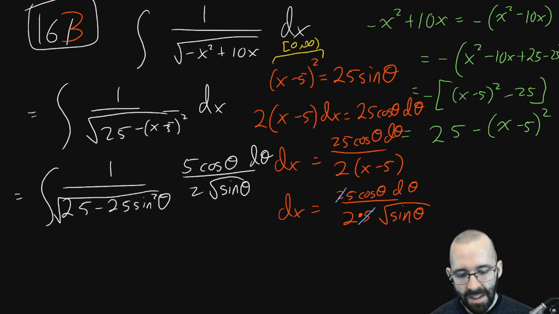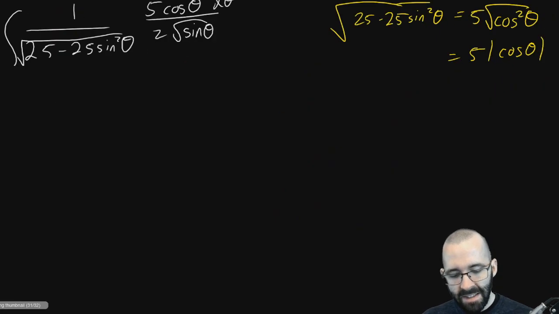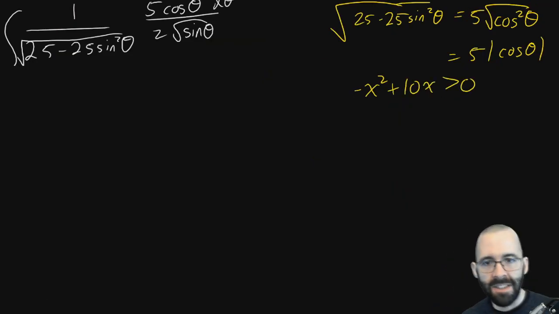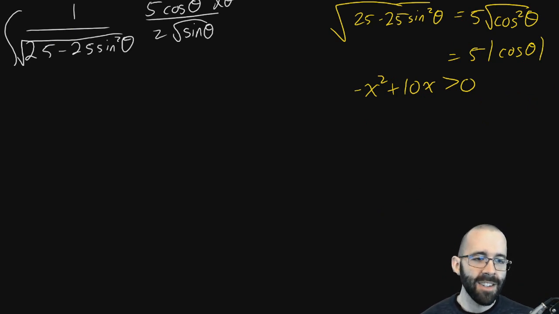Oh, no. That's not true. We have to look at maybe the radicand. This guy over here. What is x? We need negative x squared plus 10x to be strictly positive. If it's 0, we divide by 0. And if it's negative, then we have the square root of a negative number.